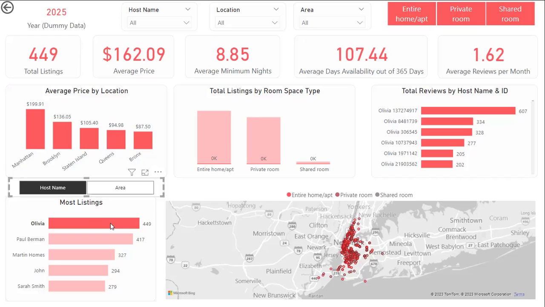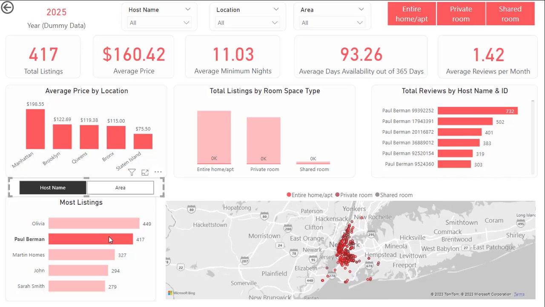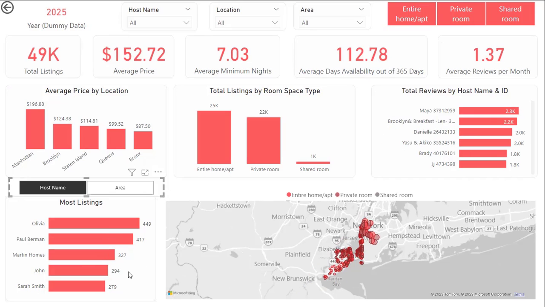So for example, Olivia is actually over here, and she has 449 properties all over New York State, etc. So these are the top 5 hosts which we are analyzing, and they have a huge number of listings there.